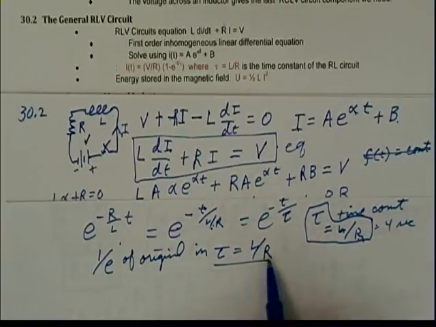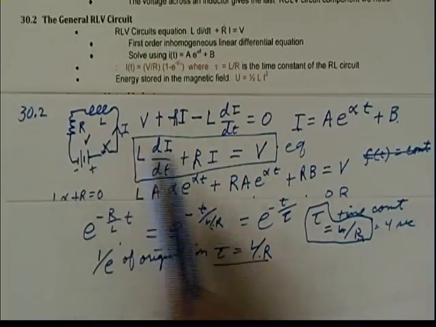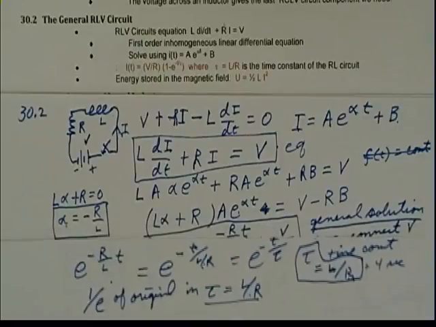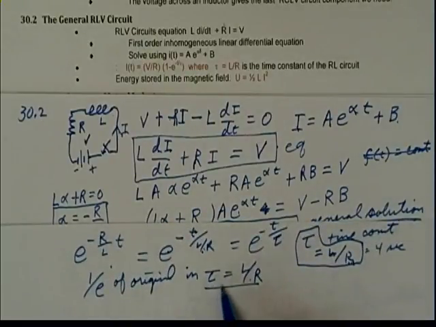So this time constant tells us how rapidly this is changing, and it's going to drop to 1 over 2.718 and so forth in that amount of time. So you could expect on the test to have to know what the time constant is, how to plug it into your specific solution, and what the general solution is.